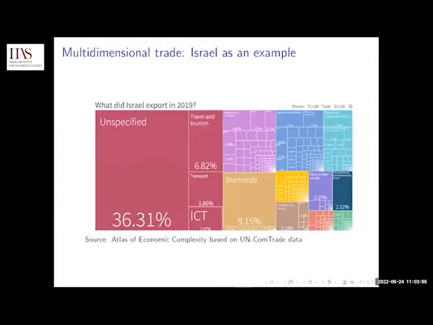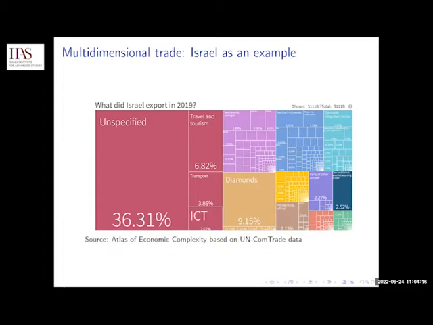So think of international trade for a single country. I took Israel as an example. So when you think about Israel as a country that participates to world trade, the first thing you can ask is, what are the goods that are traded by Israel? So what are the goods that Israel exports? And you get a picture that looks like something like this.